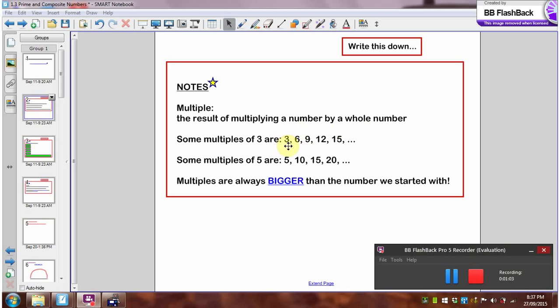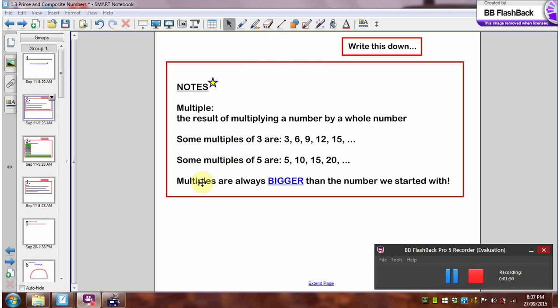And these are multiples because they are the answer of 3 times something. So 3 times 1 is 3, and that's why 3 is our first multiple. 3 times 2 is 6, and that's why 6 is our second multiple. Okay, so some multiples of 5, same thing. 5 times 1, 5. 5 times 2 is 10. 5 times 3 is 15, and so on.